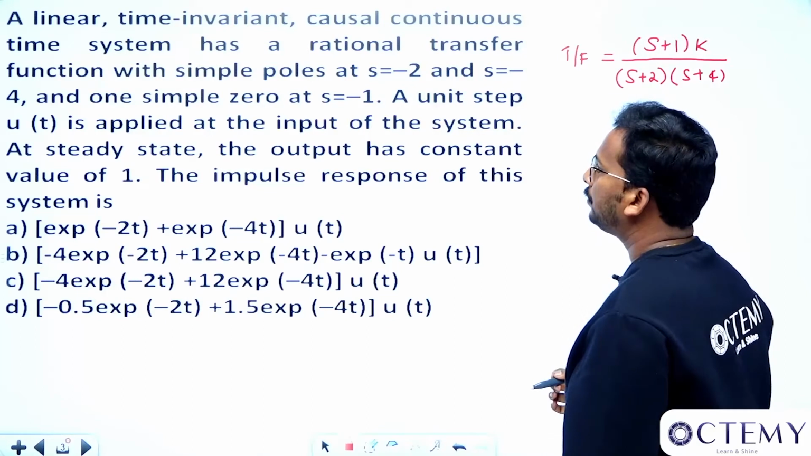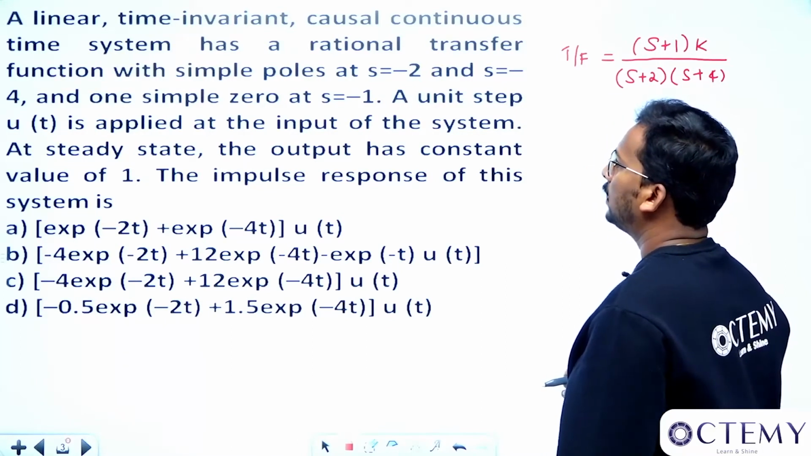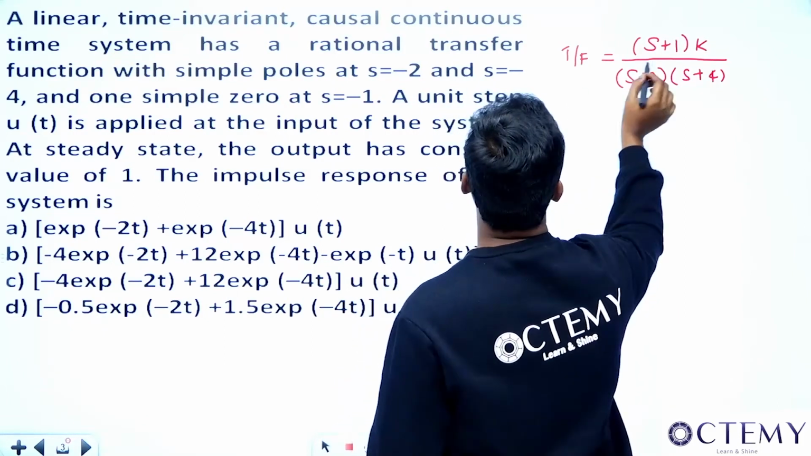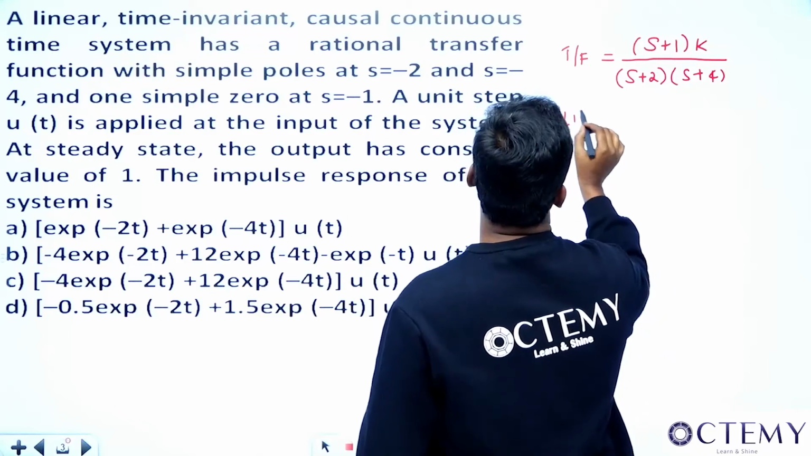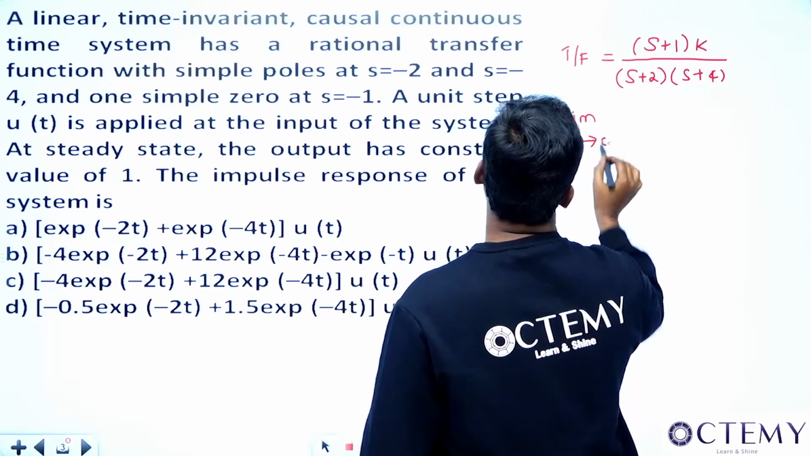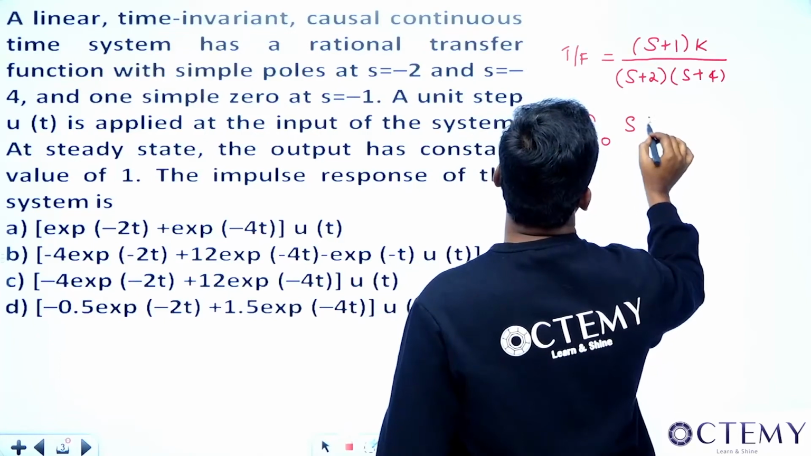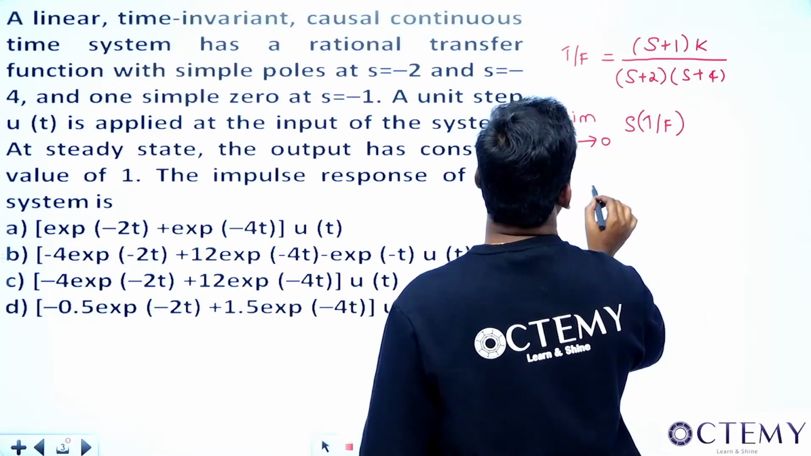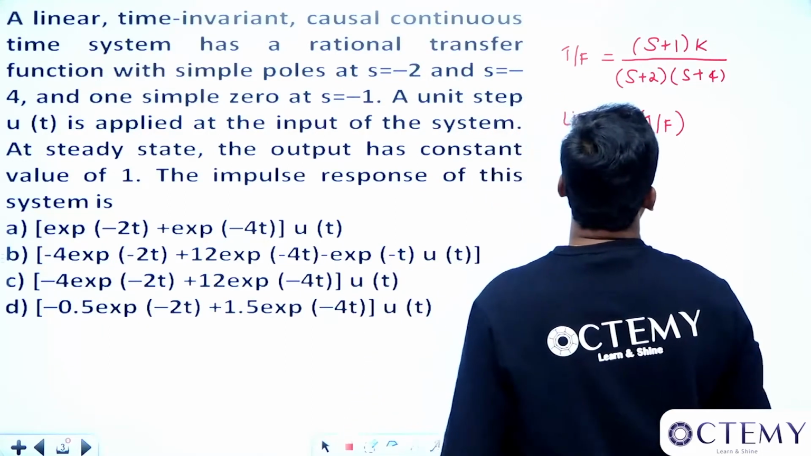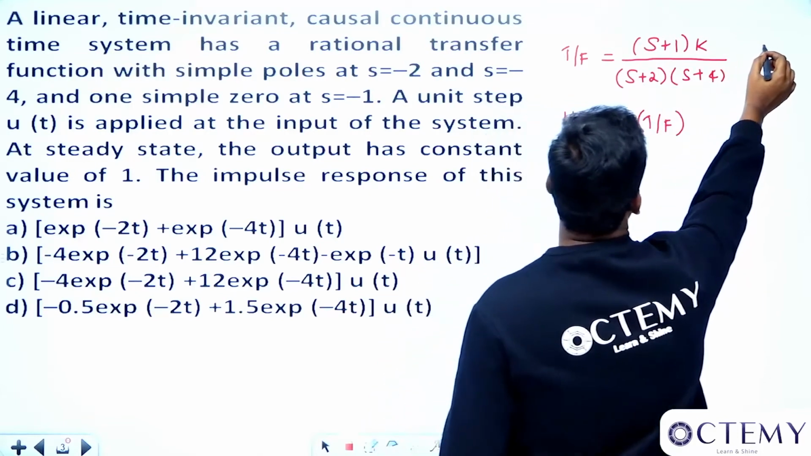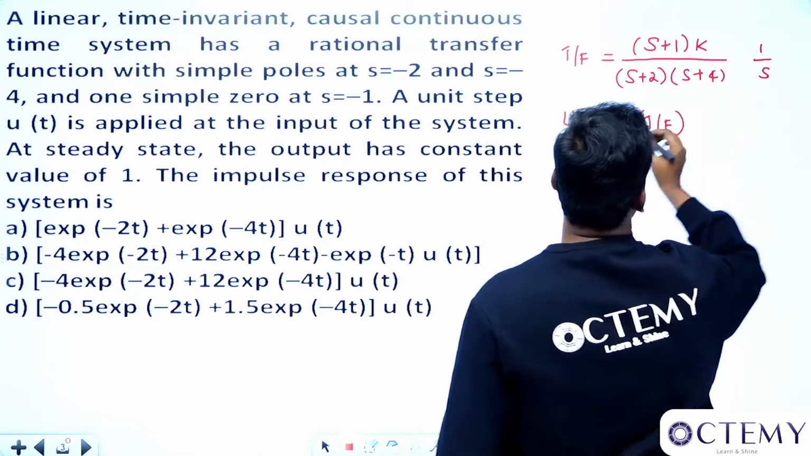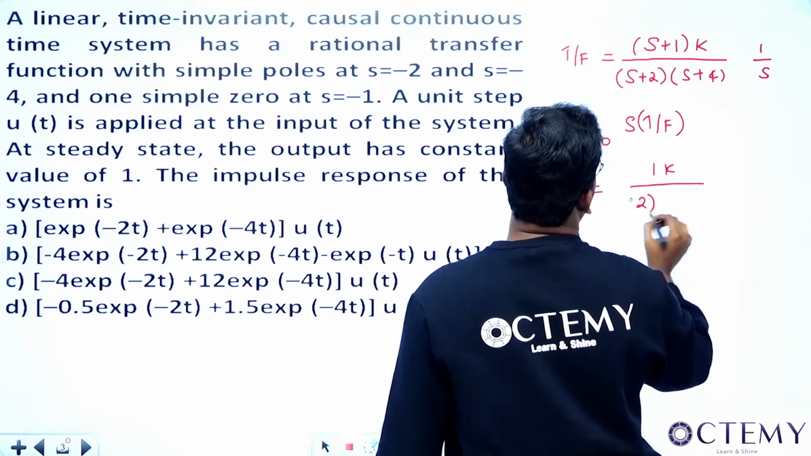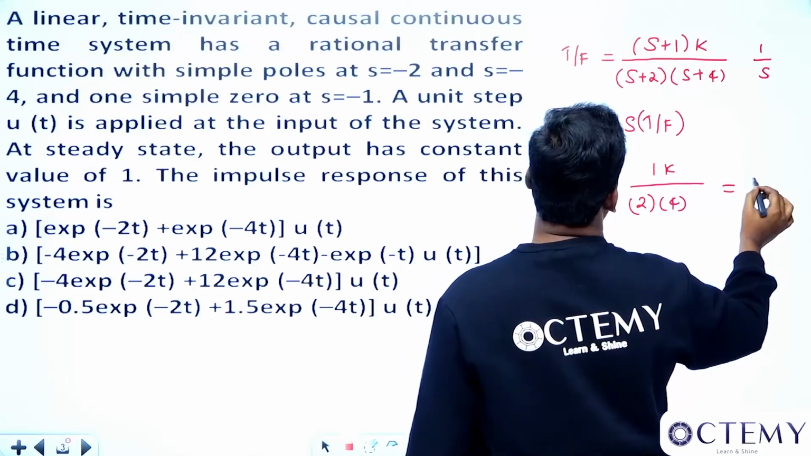Right? Now, at steady state, the output has a constant value. So the steady state value means the DC gain, sir. The steady state value of this particular thing will be limit s tends to 0. Steady state value means t tends to infinity. S into whatever is the transfer function. For the steady state output, you'll get the input as 1 by s here. So this s will get cancelled and it will become 1 into k divided by 2 into 4. So the value of k you'll get is equal to 8.